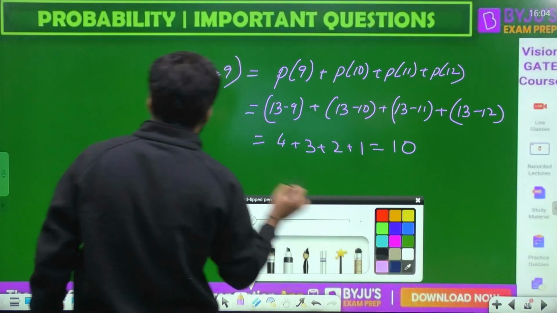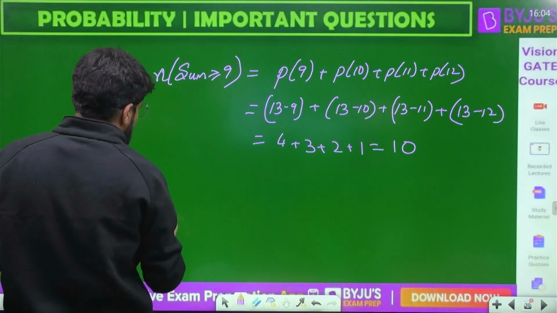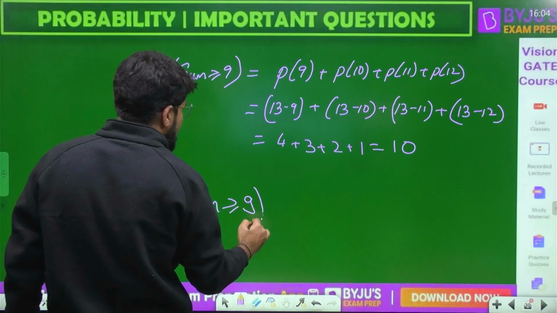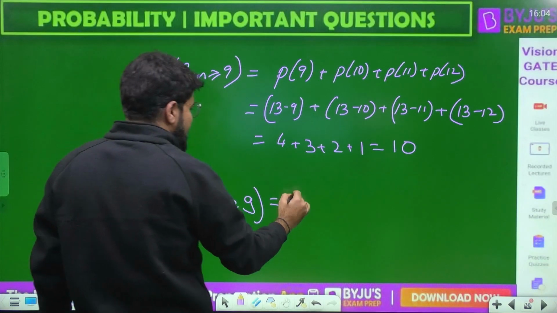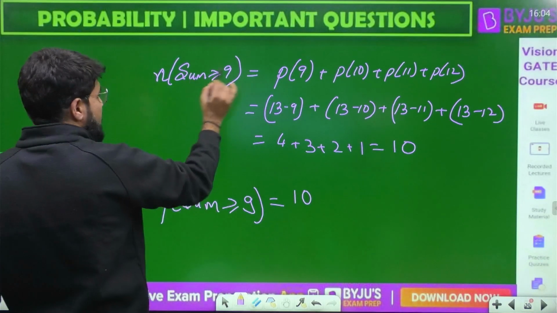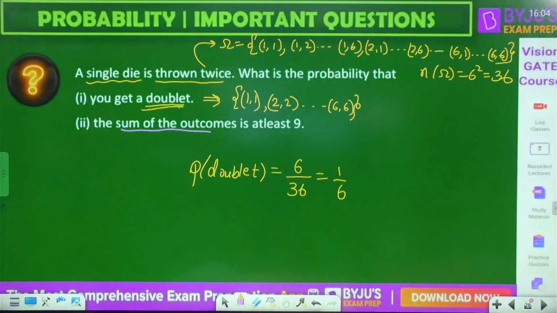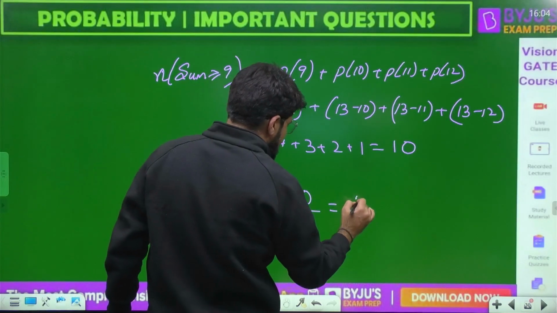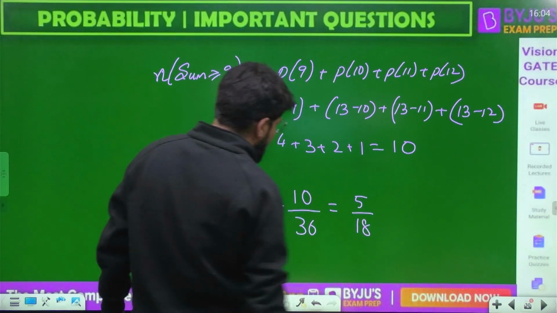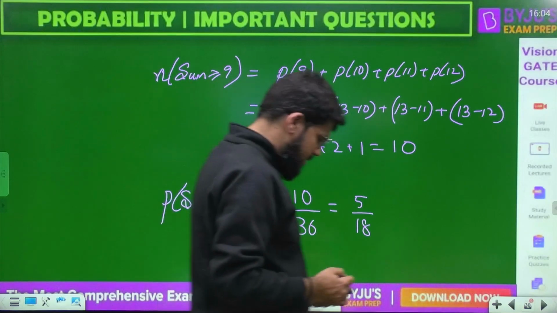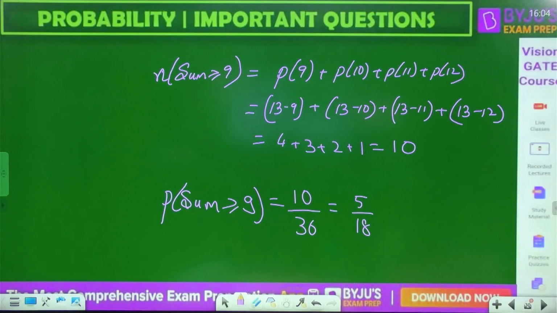And if we know the number of cases, then we can calculate the probability as well. What is the probability that the sum is greater than or equal to 9? The favorable cases: there are 10 ways, divided by the total 36. The size of the sample space is known to me. So the answer is 10 by 36, cancelling by 2, which is 5 by 18. Very clearly, this answer is 5 by 18. Done it? Cool. Next question then.